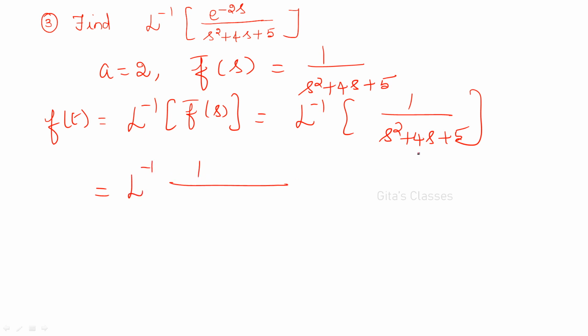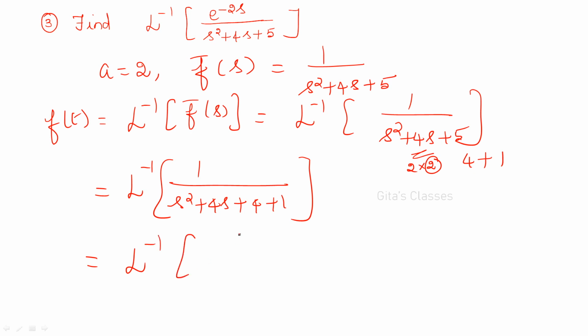So how will you split them? You have to take from the constant. Here it is 4, that means 2 into 2, so this 2 squared we want. 2 squared is 4, so split 5 as 4 plus 1. So 1 by s plus 2 the whole squared, or first one more step you can write s squared plus 4s plus 4 plus 1. That is L inverse of 1 by, these 3 terms I can write as s plus 2 the whole squared plus 1.